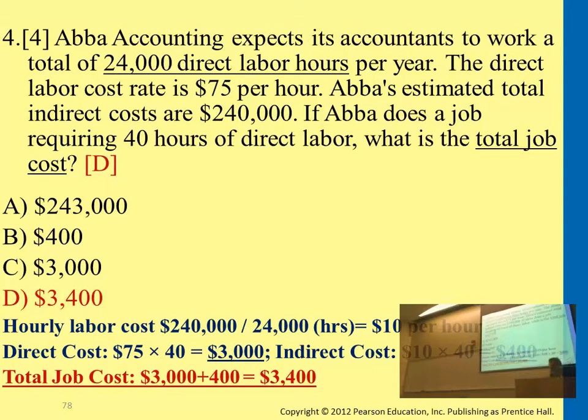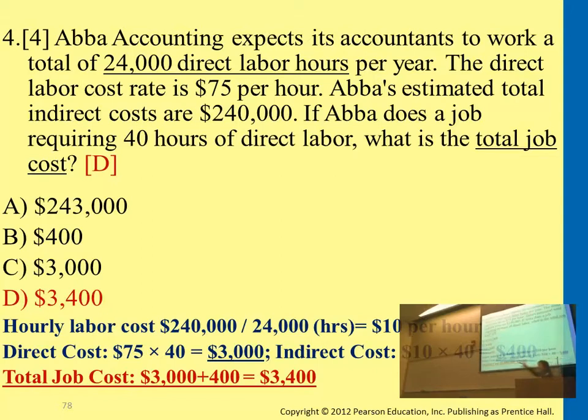Really the only allocation rate that will be used is the labor hours. So the direct labor cost part, just multiply 75 by 40, get the direct portion. Indirect cost, you have to calculate an indirect allocation rate first, based on the total indirect cost divided by the estimated hours in a year. So you figure out the indirect cost rate is $10, then you multiply that $10 by 40 hours.